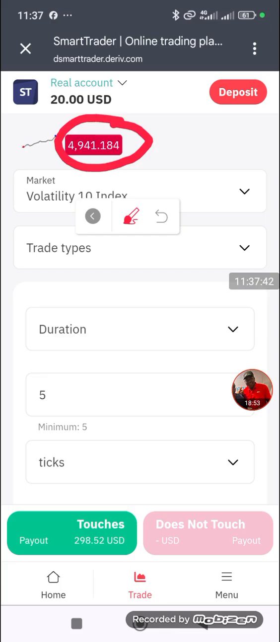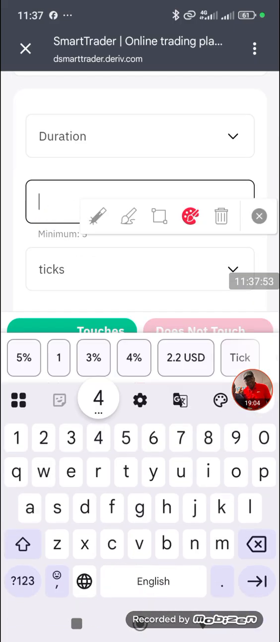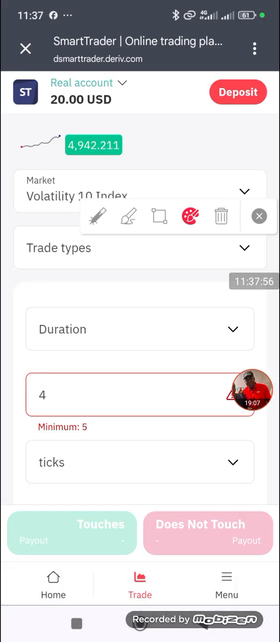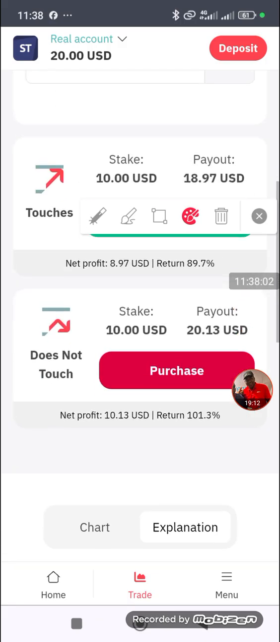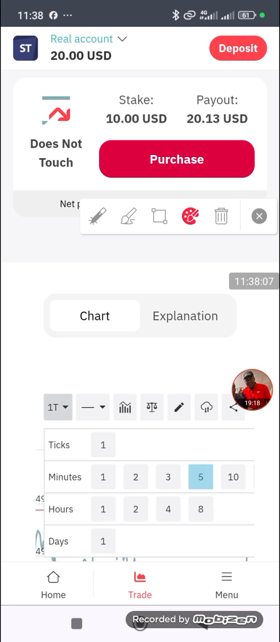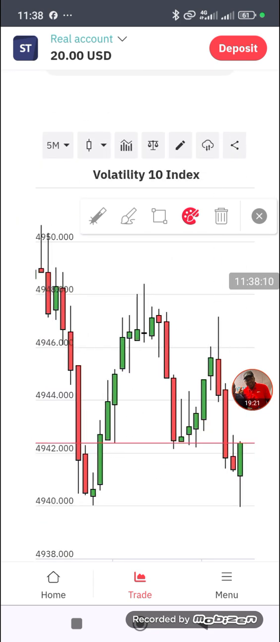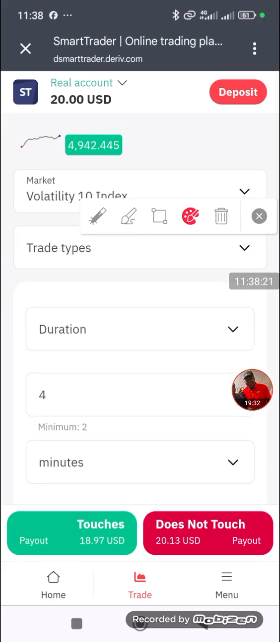Now, if I'm going to trade this one, before I even do that, I will always try to change my time. I usually use 4 minutes. So I'll change this to minutes. You can see 4 minutes, right? Before I even set the barrier, I always check to see if I will be able to trade. I will know just by going to 5 minutes, based on the strategy that I use, if I will be able to trade or not. Like this one now, I will not be able to trade.